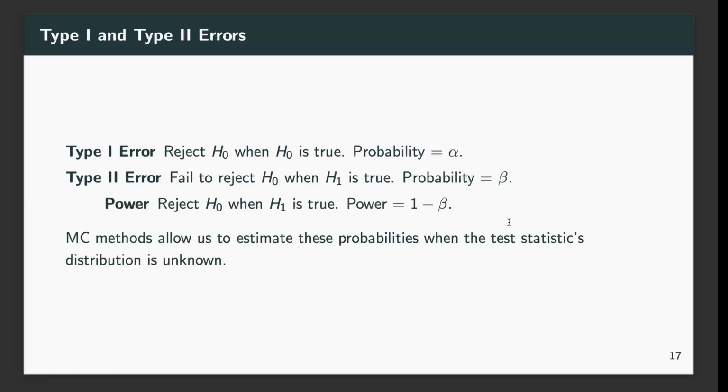On the other hand, we have the type 2 error, which is a false negative. This error occurs when we fail to reject H null, even though H1 is true. The probability is given by beta. And now, the power of the test is 1 minus beta, which is the probability of correctly rejecting a false null hypothesis.